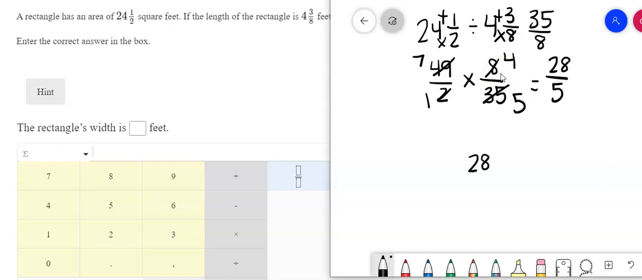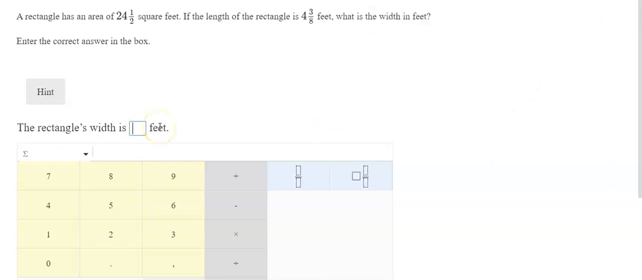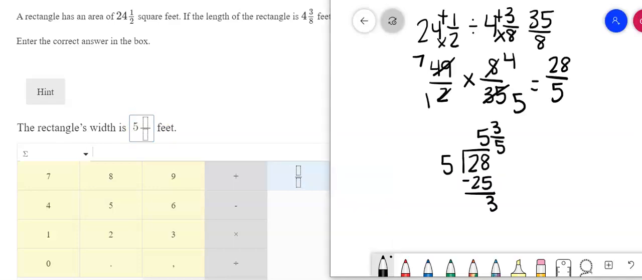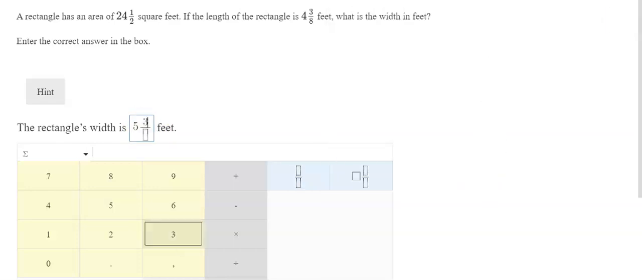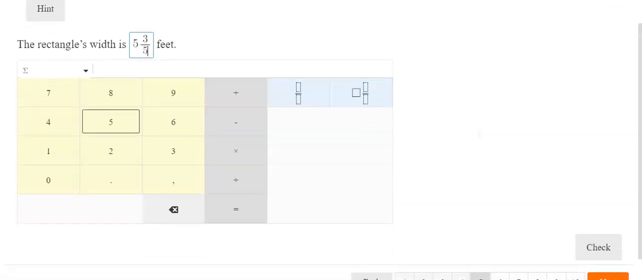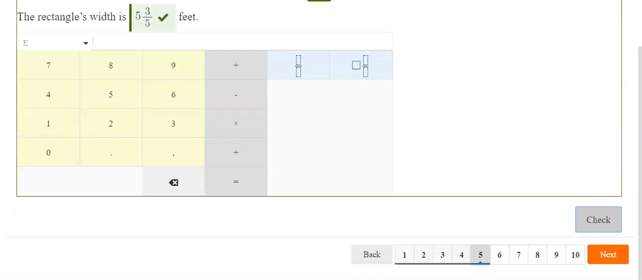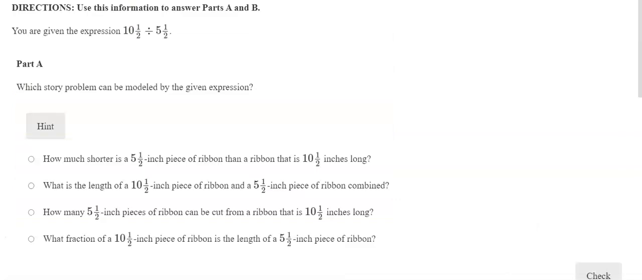I have 28 divided by 5. 5 times 5 is 25. 8 minus 5 is 3. So I get 5 3/5 as my answer. So the width is 5 3/5. Okay, there's our answer. We're going to go on to the next question.